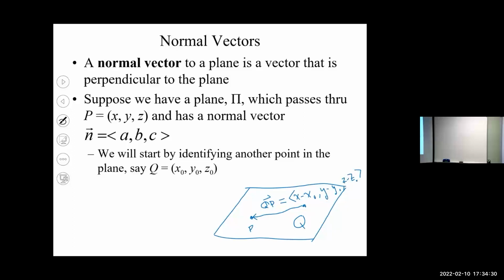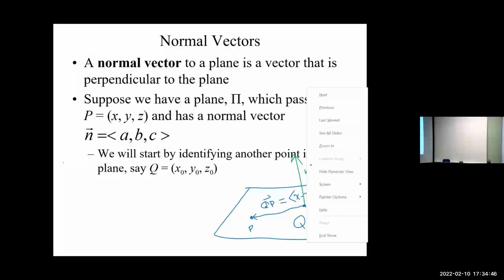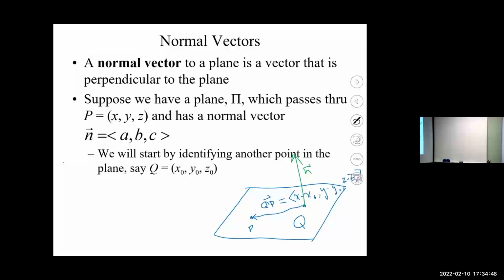Now, what we know about that vector is it lies in the plane, right? Well, if I put in the normal vector, let's make this stand out. If I put in the normal vector, this is our normal vector here. What do I know about the relationship of n with QP? They have to be perpendicular. Boom. All right, cool.